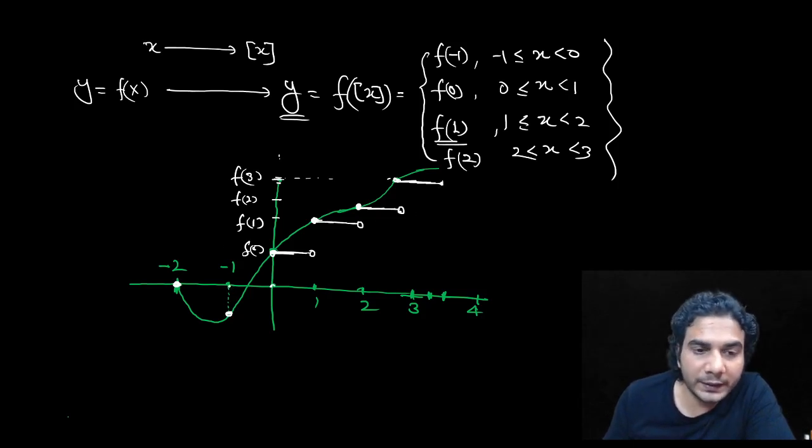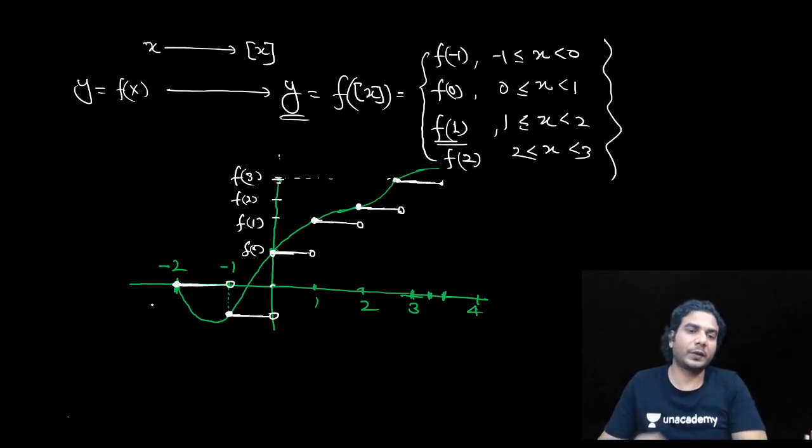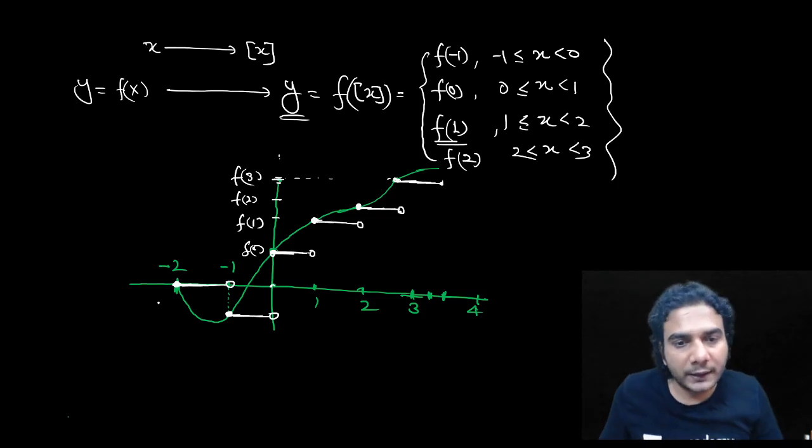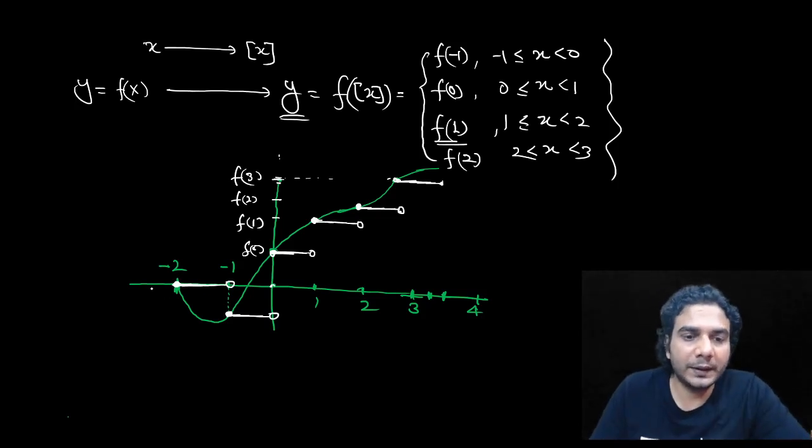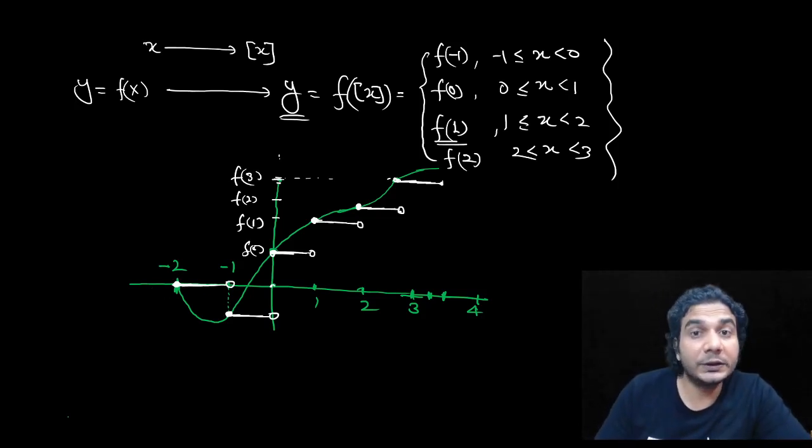Now between minus 1 and 0, it is going to be f of minus 1. So this is f of minus 1. This will continue, okay. So you need to plot these horizontal lines. And when x belongs to minus 2 to minus 1, the graph will be y is equal to f of minus 2, and this will be open. So always the right side will be open in a standard function. Okay, so in this way you need to plot it.